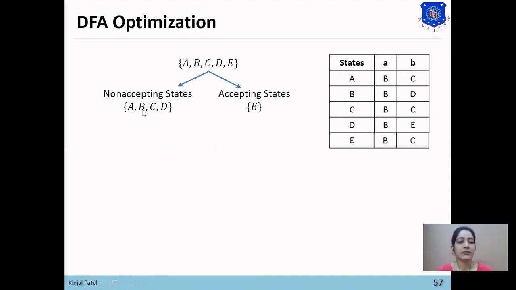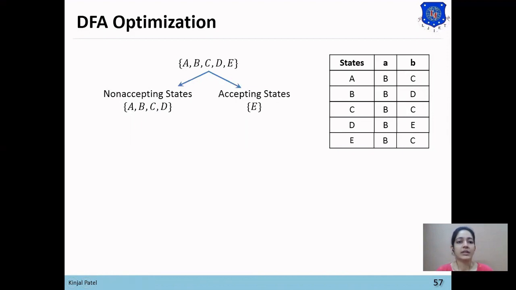Okay, so now we'll check for B. So B goes on to B and D. Here we can see that B and D are also members of this set. So B will be in the same set. Now we'll check for the state C. So C also goes on to B and C. So B and C are members of this set. So C will also be in the same set.